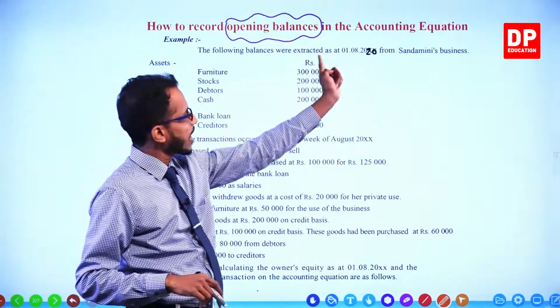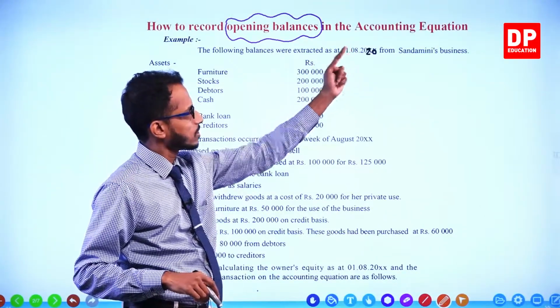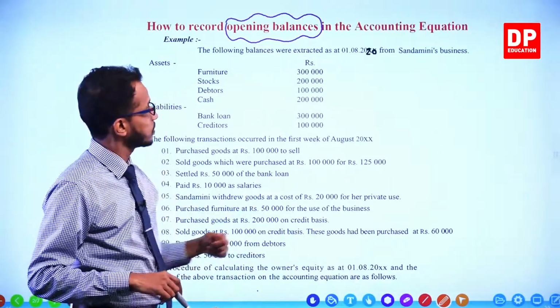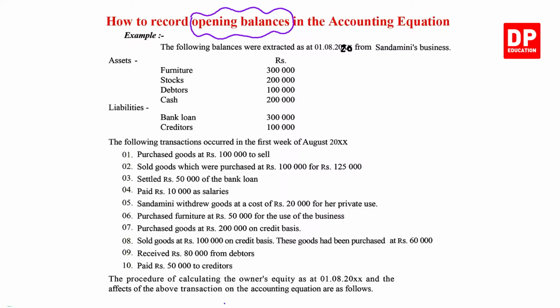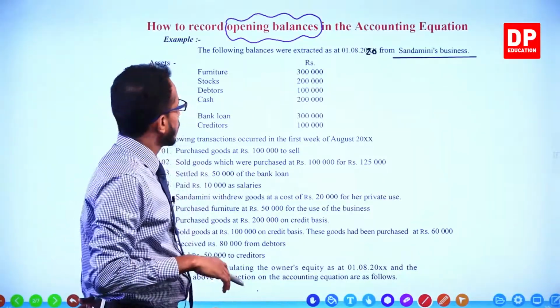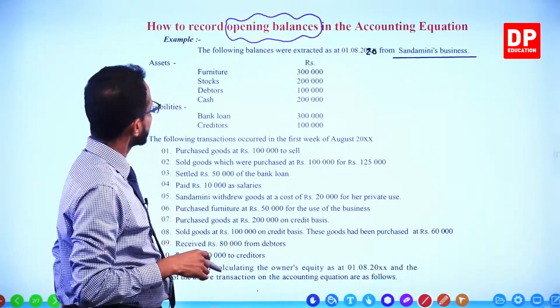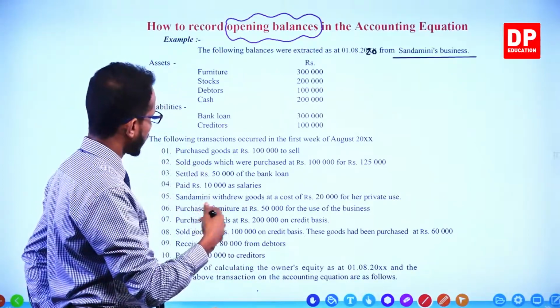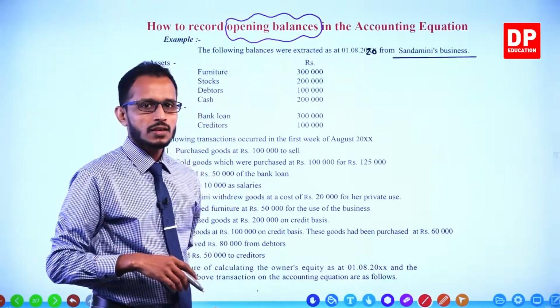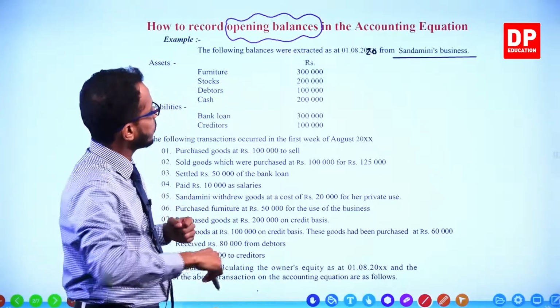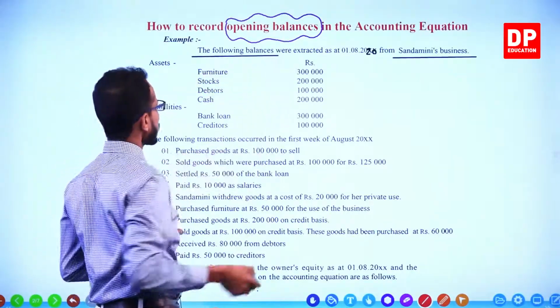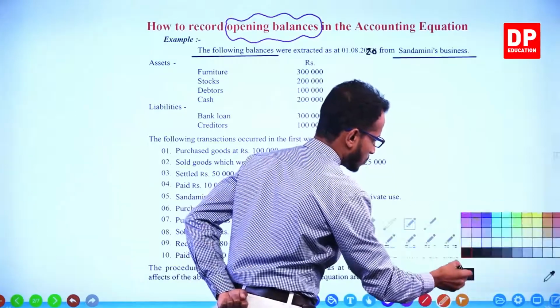Following balances were extracted as at 1st September, no, August. 8th month is August, right? 8th month is August, so 1st August 2020 from Sadamini's business. This is Sadamini's business, children. Sadamini must be a grocery shop owner or a retail shop owner. You know, by looking at the question, you can guess, right? It says following balances were extracted. Following balances means these balances.